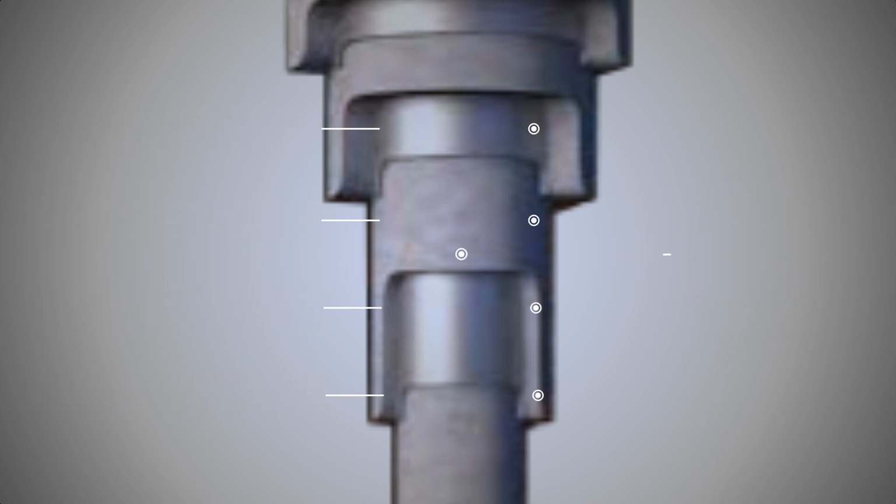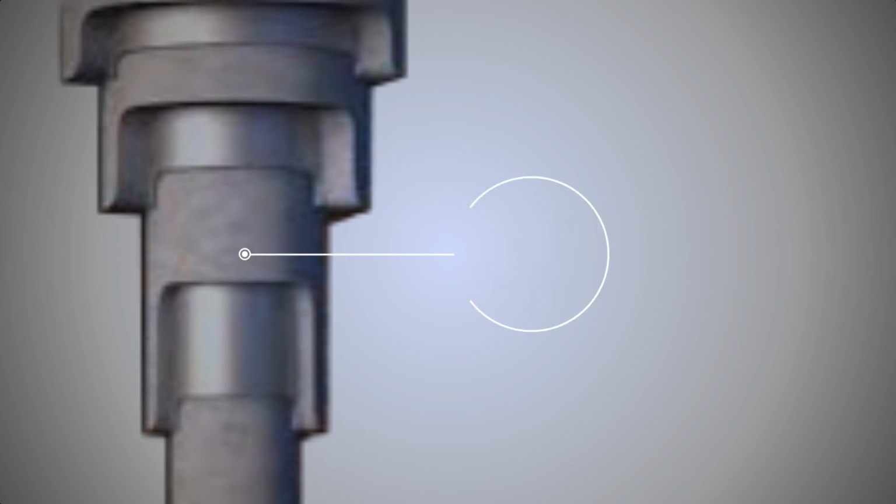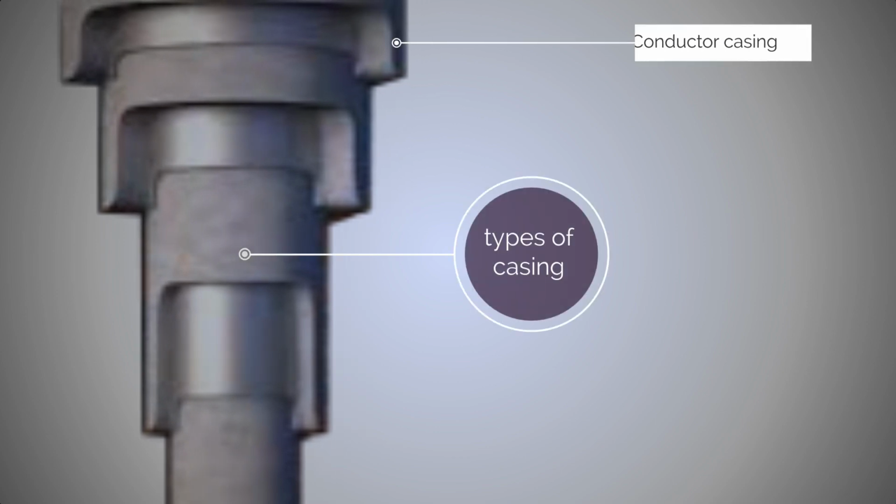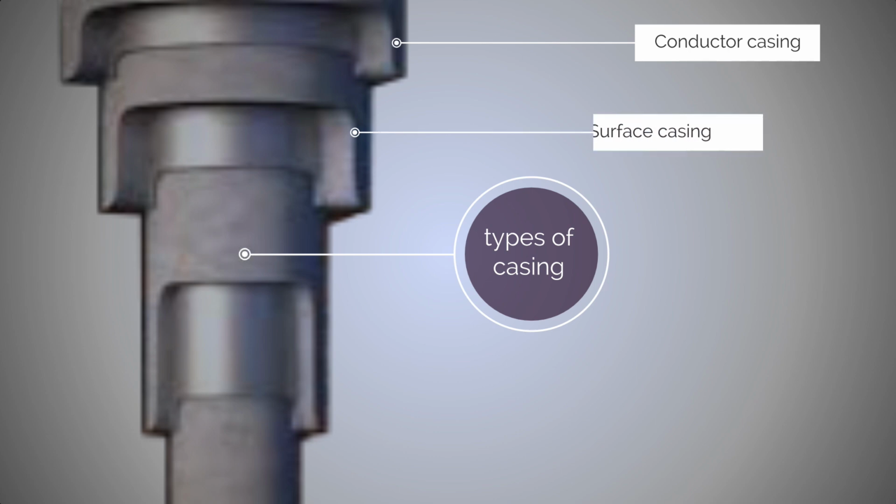Now let's move on to the types of casing used in a typical well. The first casing string installed is usually the conductor casing. This casing is set at a shallow depth and is mainly used to stabilize loose surface soils and unconsolidated formations. It also provides initial support for the diverter, which is used to divert shallow gas kicks away from the rig site.